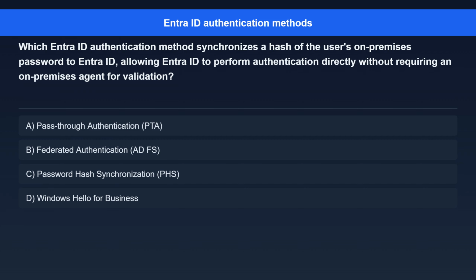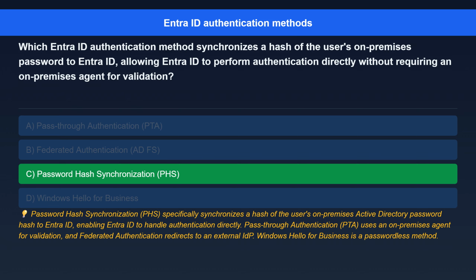Question 7. Which Entra ID authentication method synchronizes a hash of the user's on-premises password to Entra ID, allowing Entra ID to perform authentication directly without requiring an on-premises agent for validation? Option A. Pass-through authentication, PTA. Option B. Federated authentication, ADFS. Option C. Password hash synchronization, PHS. Option D. Windows Hello for Business.